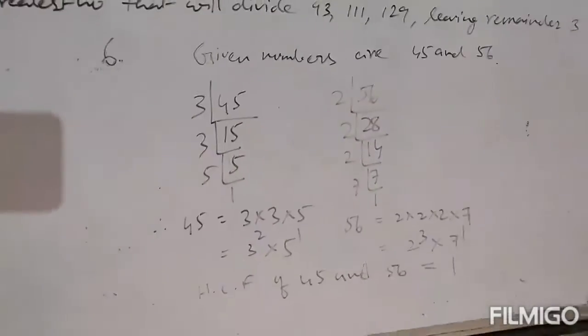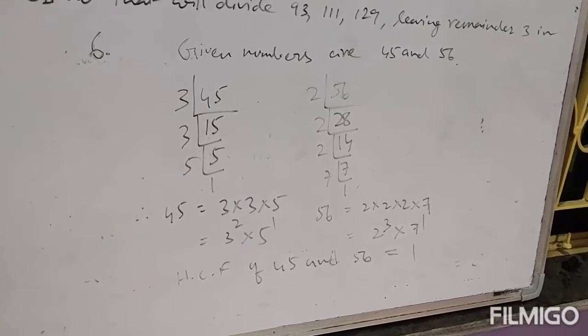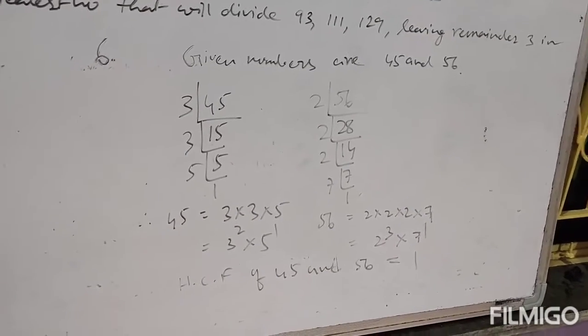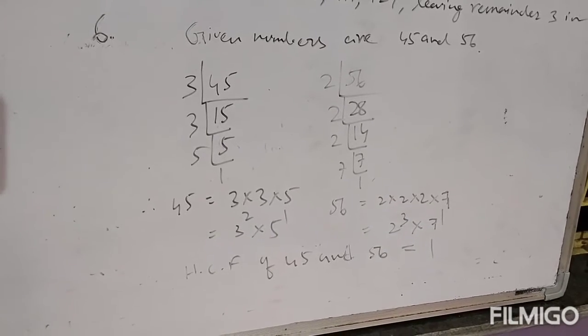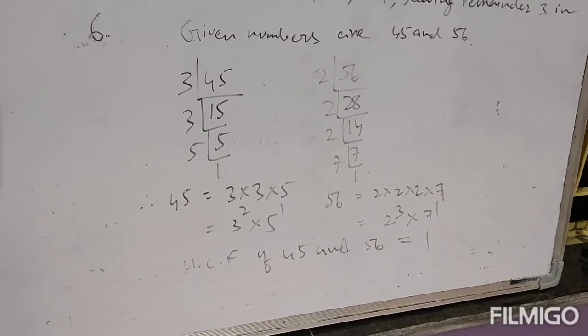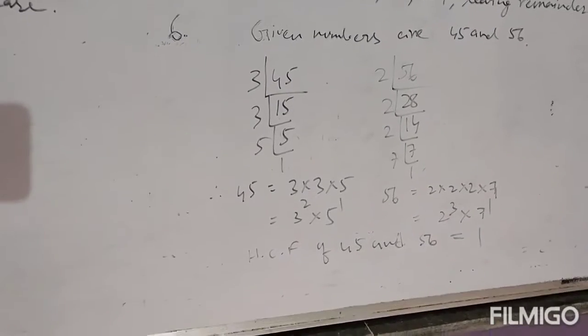Why 1? Because there are no numbers common between 45 and 56. We have to choose common number with smallest power, but here there is no common number. So if no common number is present, HCF will be equal to 1. So HCF is 1, therefore these two numbers are co-prime numbers.